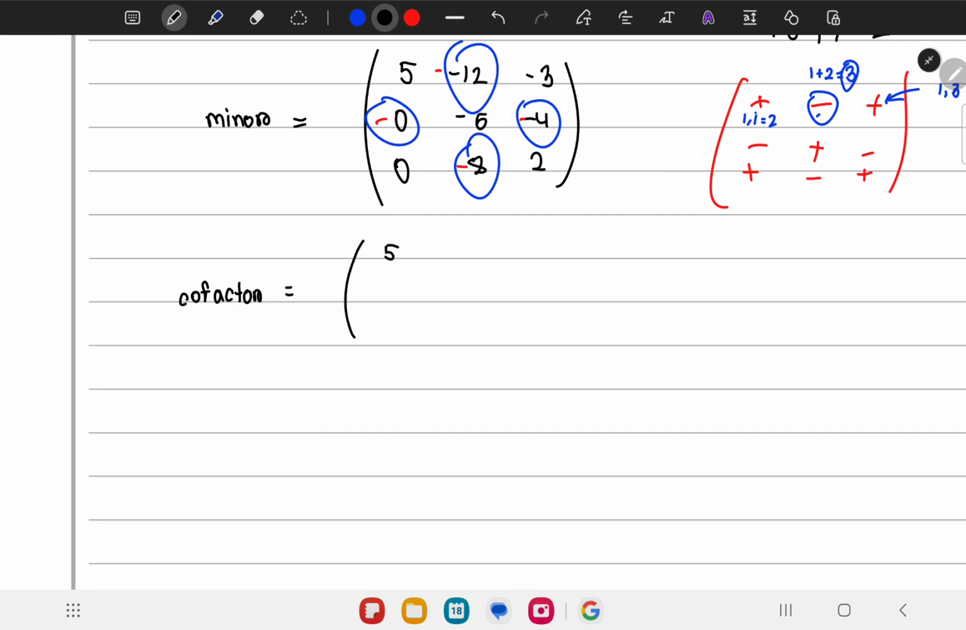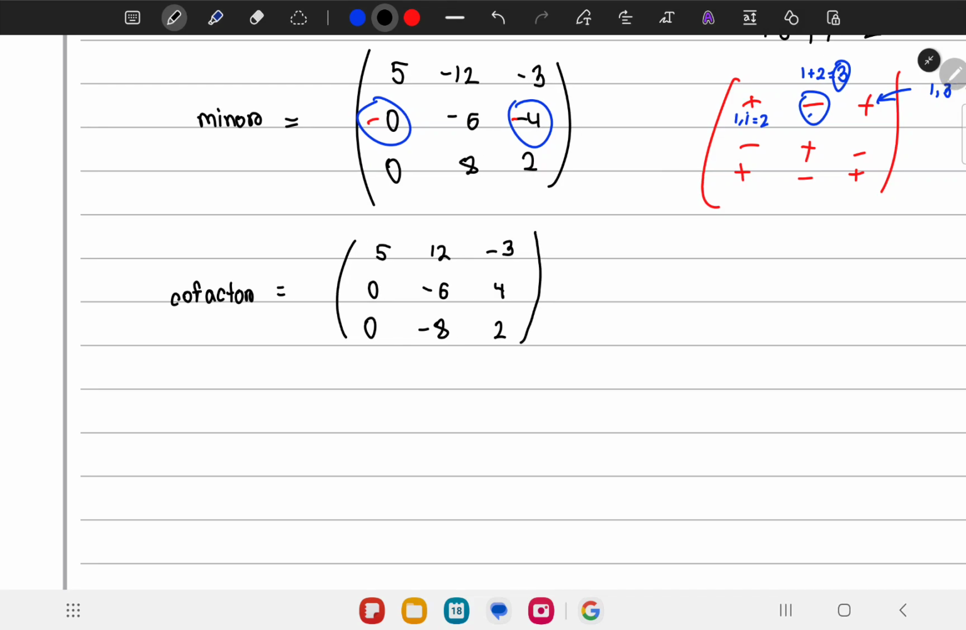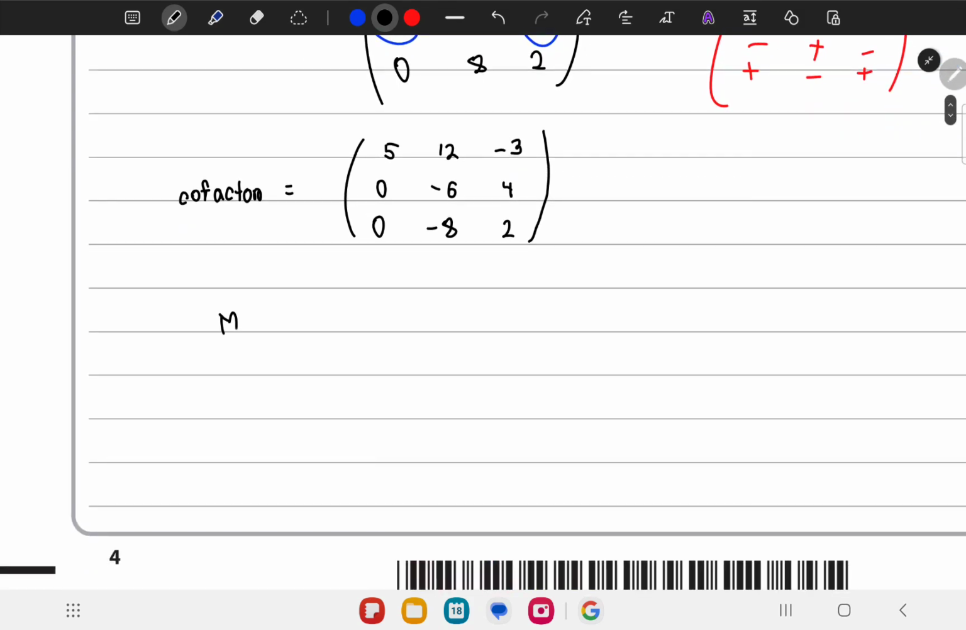is 5. 5 remains the same. Minus 12 becomes plus 12. Minus 3 remains the same. 0 remains 0. Minus 6 remains minus 6. Minus 4 becomes positive 4. 0 stays 0. This 8 becomes minus 8. And this 2 remains the same. This is the cofactor matrix. And now the final step to find the inverse is just to multiply the inverse of the determinant, which is 1 over 10. So it's 1 by determinant of M times the cofactor matrix.